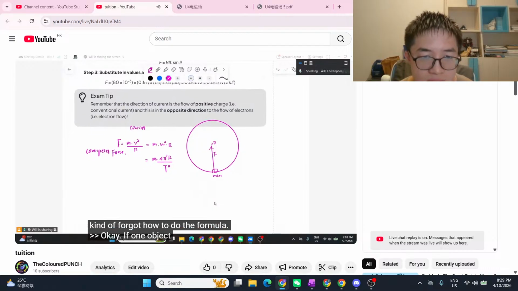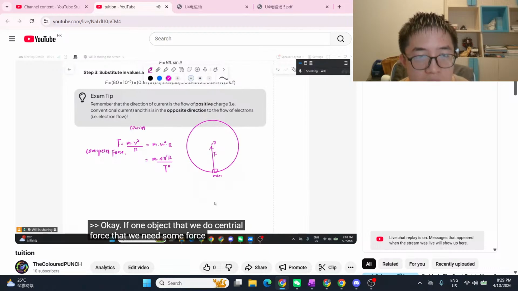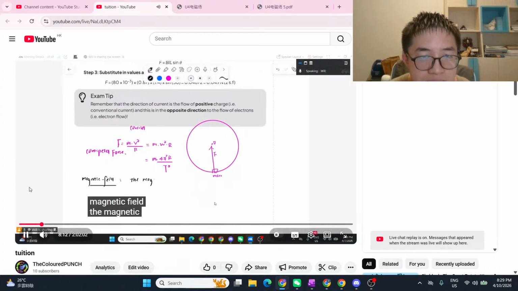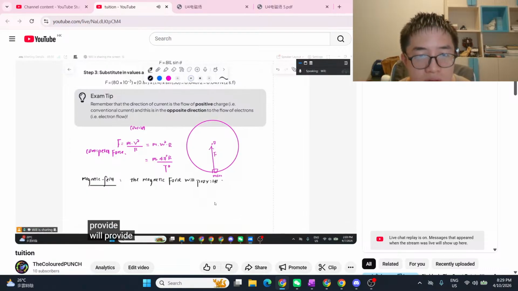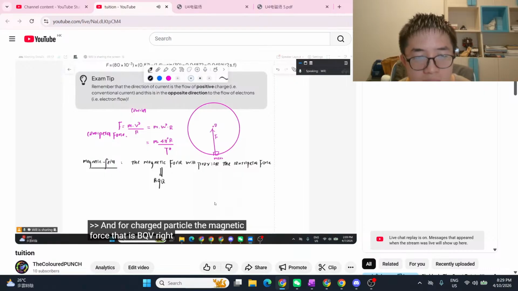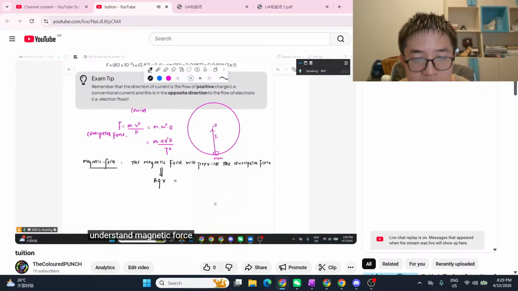If an object does circular motion, we need some force to provide the centripetal force. For a charged particle in a magnetic field, the magnetic force will provide the centripetal force. The magnetic force on a charged particle is BQV. In the magnetic field, the magnetic force provides the centripetal force, so the magnetic force equals the centripetal force.